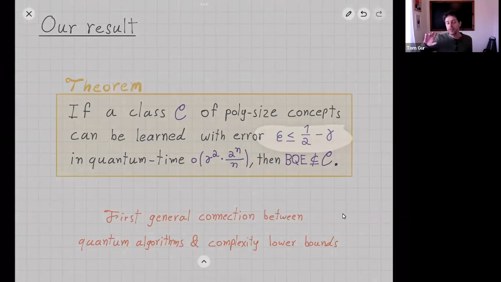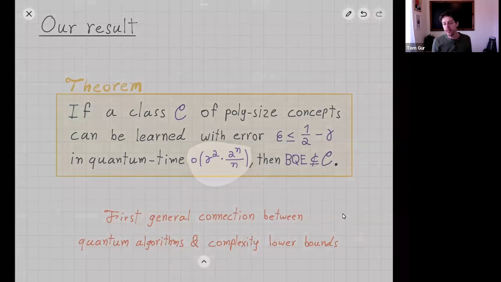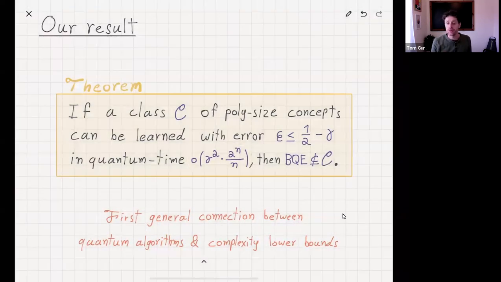We can always learn a Boolean function with error half just by random guessing, so this is not interesting. Think of gamma as asking, can we get any tiny advantage over completely random guessing without looking at the function at all? What we say is that if you get this tiny improvement, and you can do it in time which is just slightly less than exponential, then we'll get a circuit lower bound of the type that BQE would not be contained in that class.